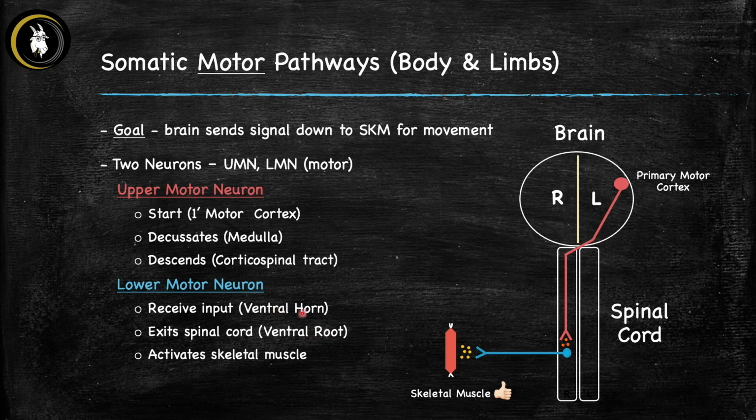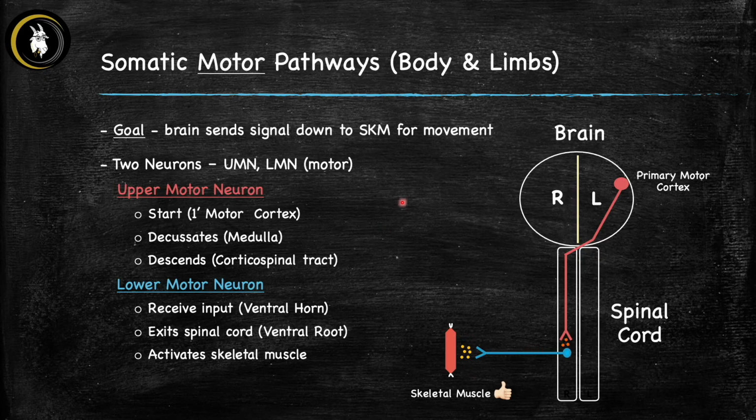So the difference between the ventral horn and the ventral root is that the ventral horn is where the cell body of the lower motor neuron is. The ventral root is the route that it takes as it exits the spinal cord, and the rest of it is pretty straightforward because it's going to go straight to the skeletal muscle and activate it.